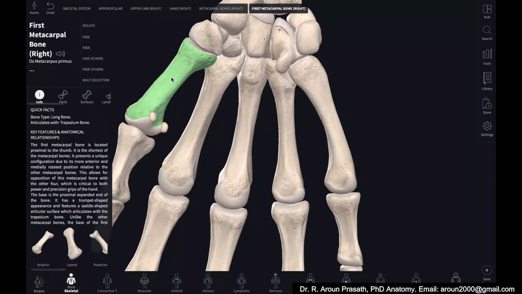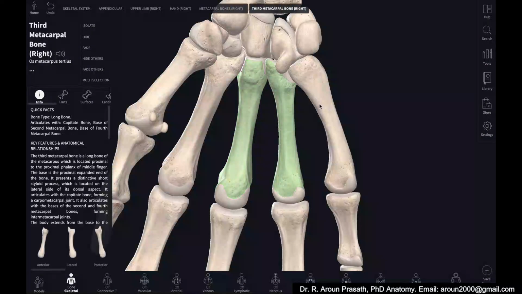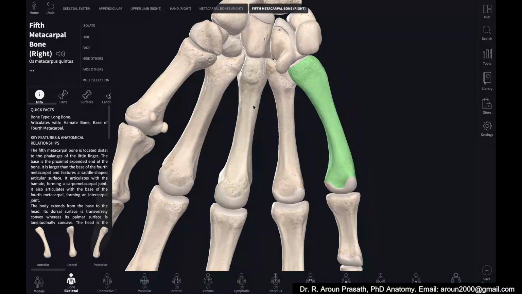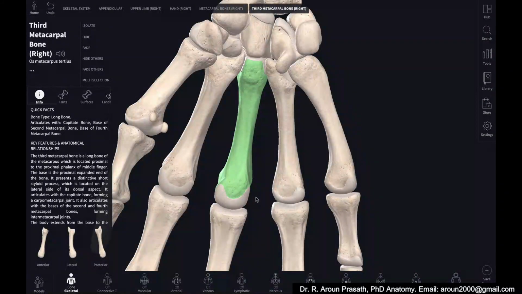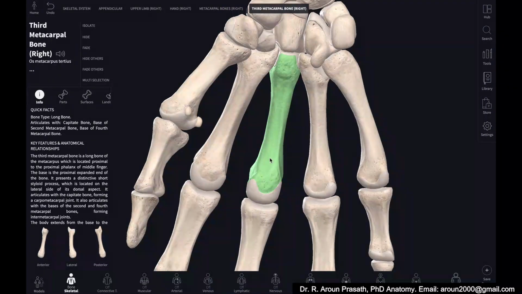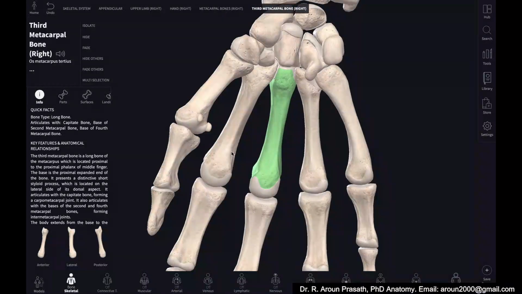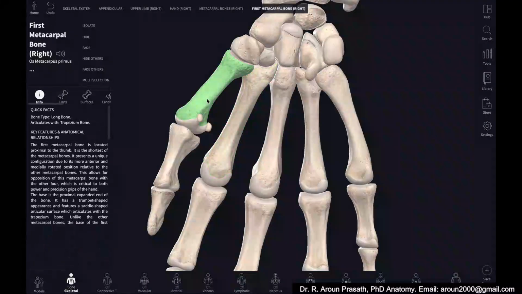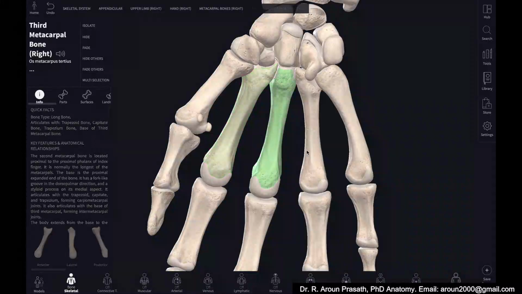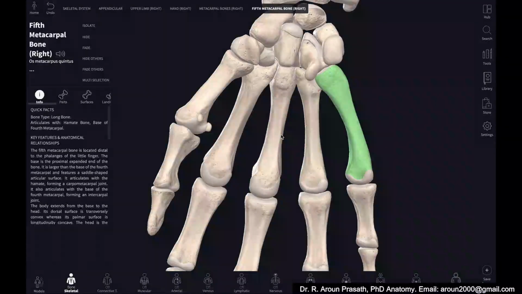Then coming to the metacarpals, there are 5 metacarpals: 1, 2, 3, 4, 5. Okay, so take this metacarpal. It has a head and a base. The base is articulating with the carpal bone, that's the proximal end. The head, that's the distal end, is articulating with the phalanges. So this is the first metacarpal, second metacarpal, third, fourth, and the fifth metacarpal.